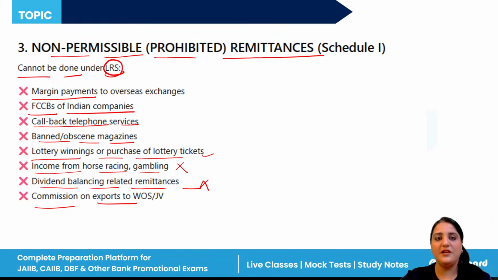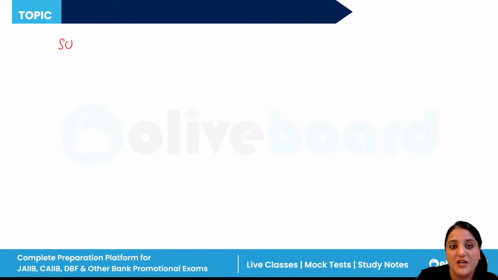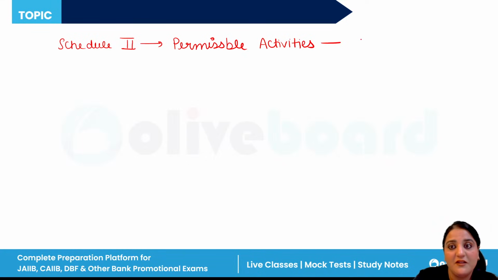So if all these things are not allowed, what is allowed? There are permissible things with government approval in the Schedule 2. According to Schedule 2, there are permissible activities, but with government approval.